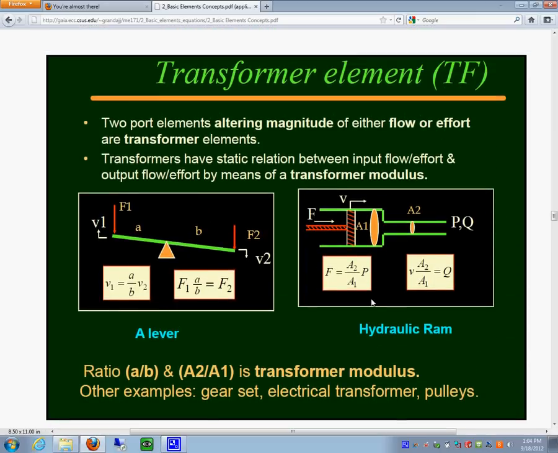I want to spend more time with you. I want to make sure that everybody understands this. The TF element is a conservative element used for gear sets.